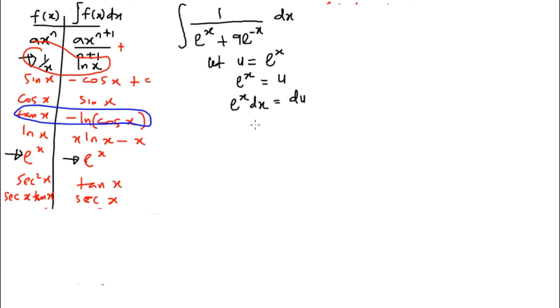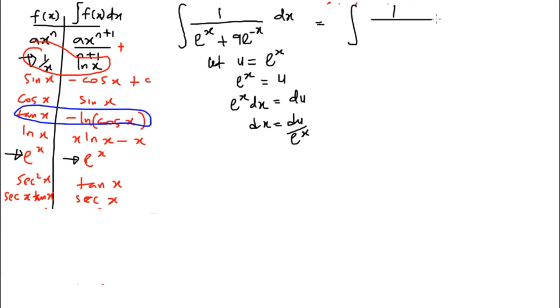Okay, that means dx is equal to what? Is equal to du over e^x. So I can substitute now into the integral of e^x, which is now u plus 9u raised to power minus 1. But if you don't want to go with that, we may first of all simplify the question.